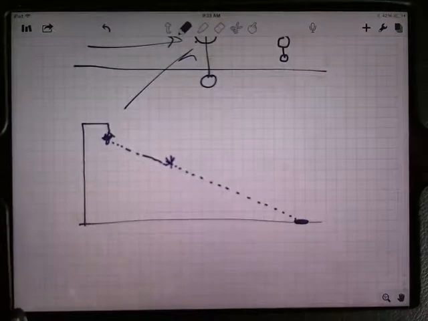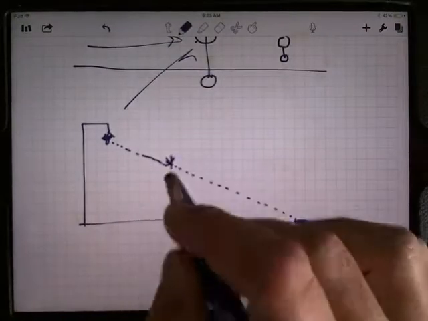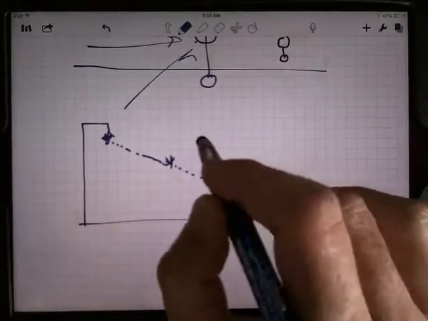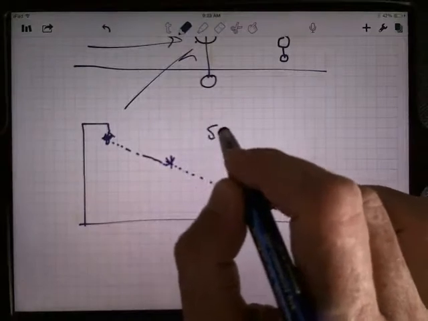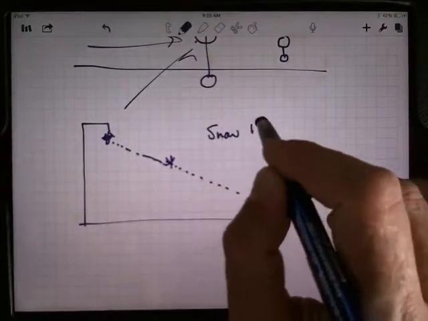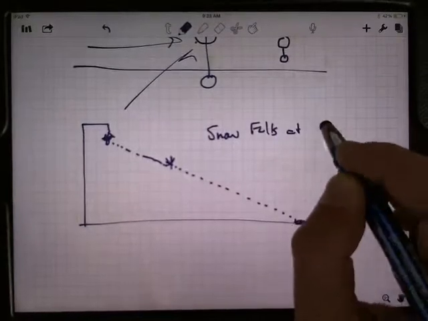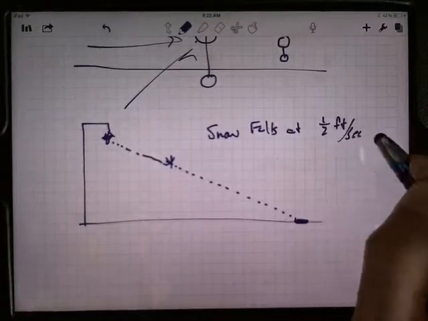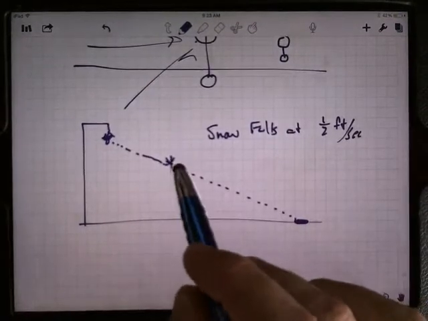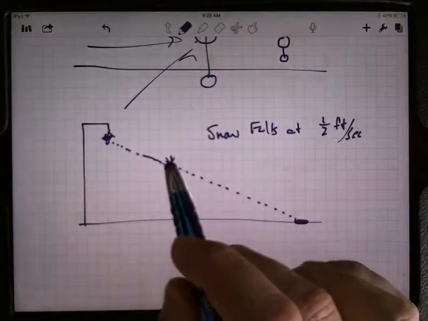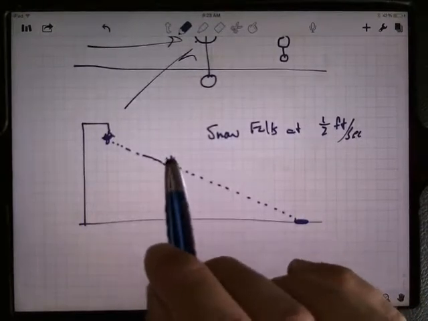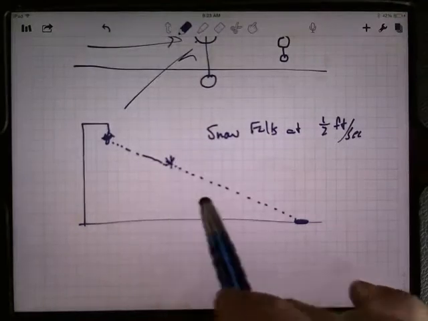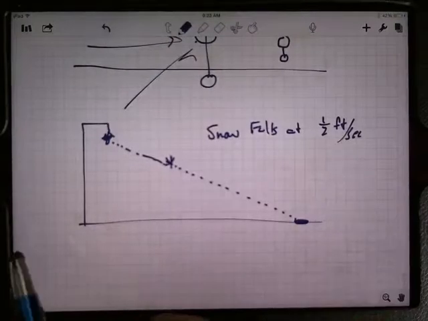Okay, so let's see if we can set this up. Let's say that the snowflake is falling at maybe half a foot per second. It falls at a rate of half a foot per second, and it's not accelerating. At this point, the force of gravity that's pulling it down and the force of air resistance that's pushing it up are canceling each other out. So this is just coming down at a constant rate, just 1/2 a foot per second.